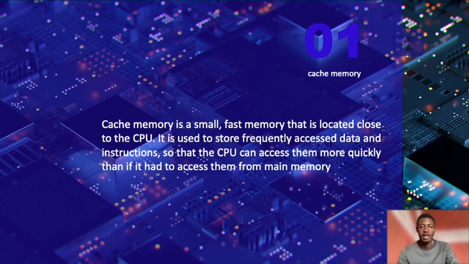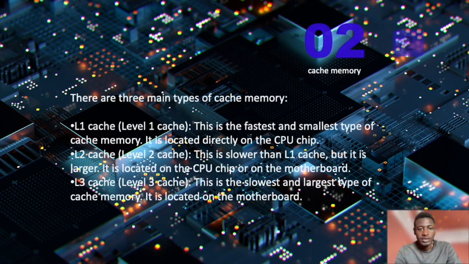Let's start by explaining the L1. The L1 cache, which is the level 1 cache, is the closest and the fastest cache to the CPU core. It's typically located within the CPU core itself, and it is designed to store the most frequently used data and instructions that the CPU needs for its immediate operations.